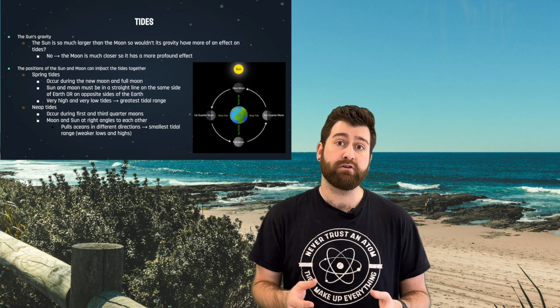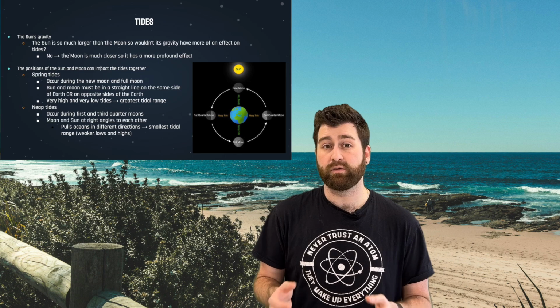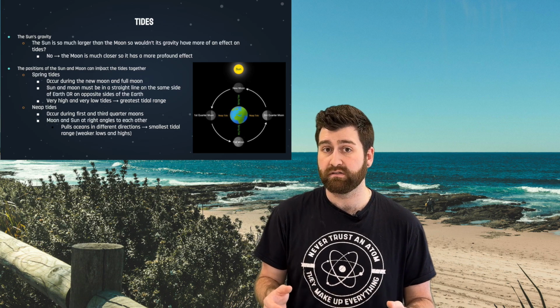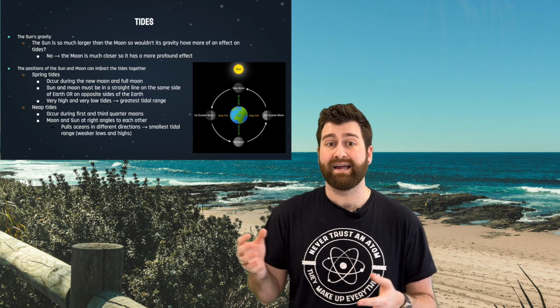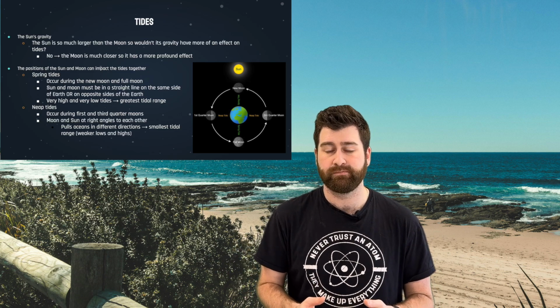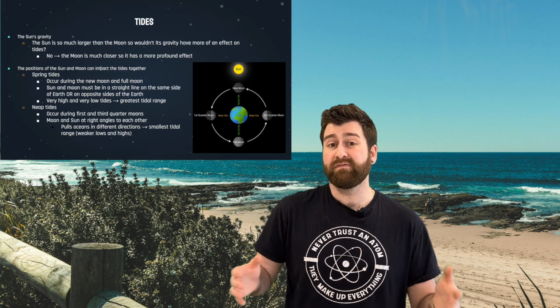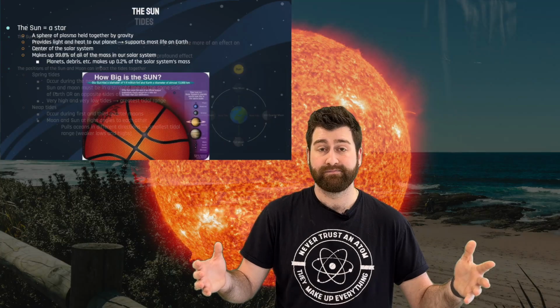During the first and third quarter moons, the sun and moon are at right angles to one another, which pulls the oceans in different directions. And this ends up leading to neap tides, where the difference between high and low tides is much smaller, creating the weakest tidal range. But let's move on to the largest object in our solar system, the sun.